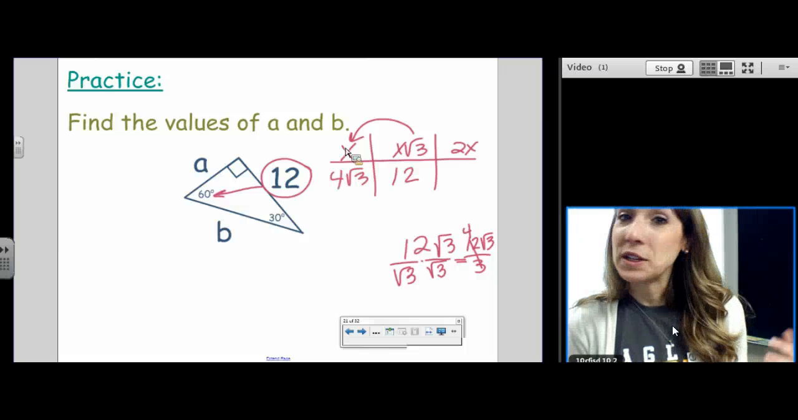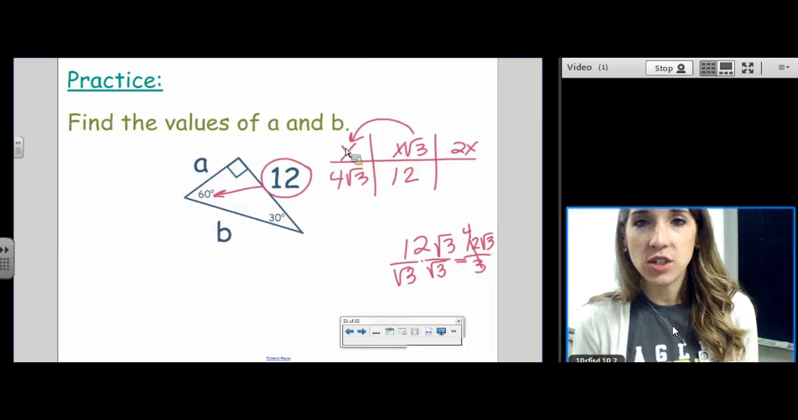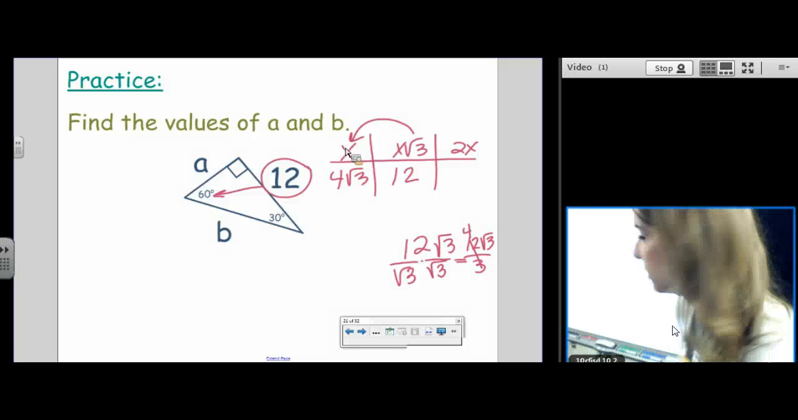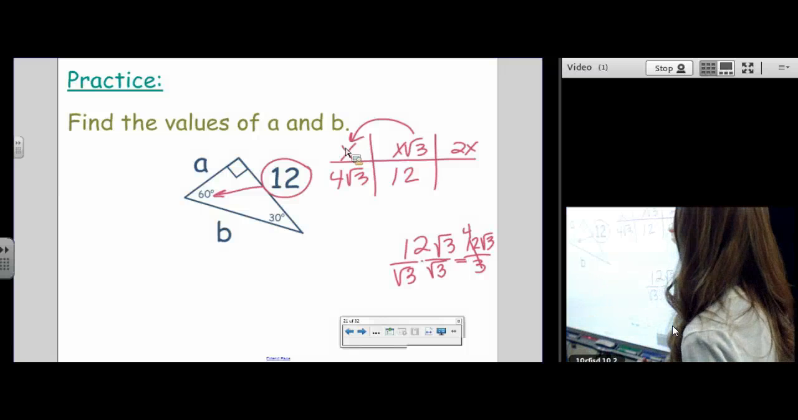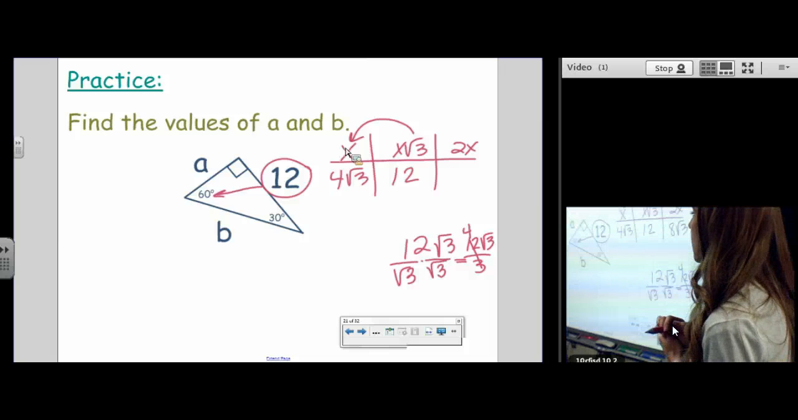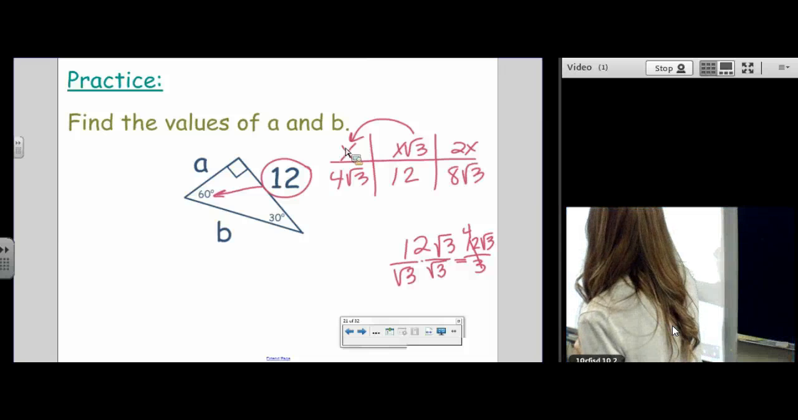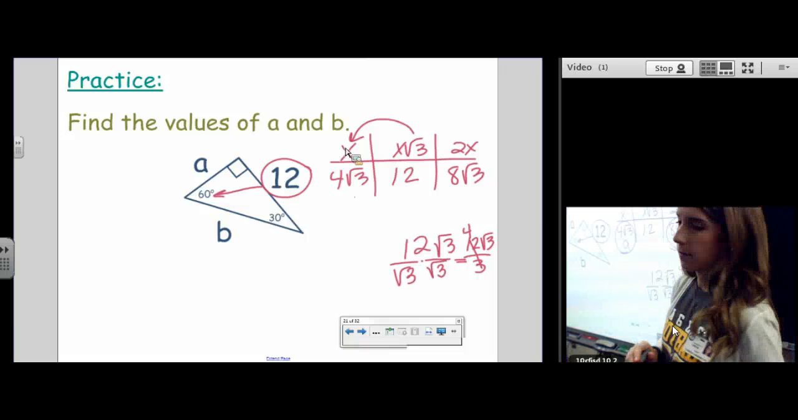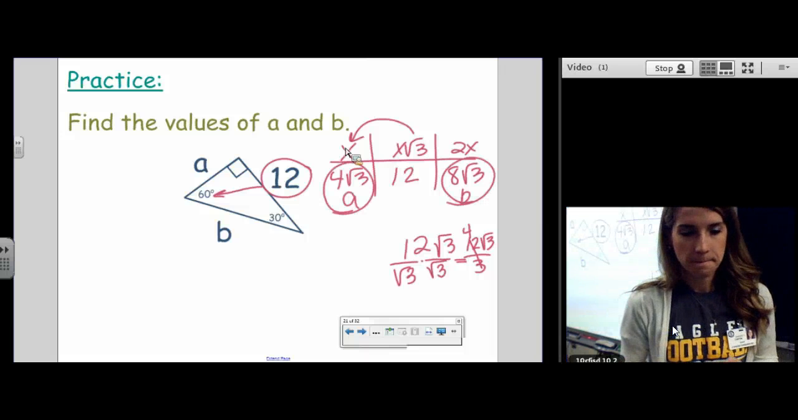And then remember, once you find x, to find your hypotenuse, it's super easy. You just double it. 4 root 3 doubled is 8 root 3. So now I know that A is 4 root 3 and B is 8 root 3. Okay?